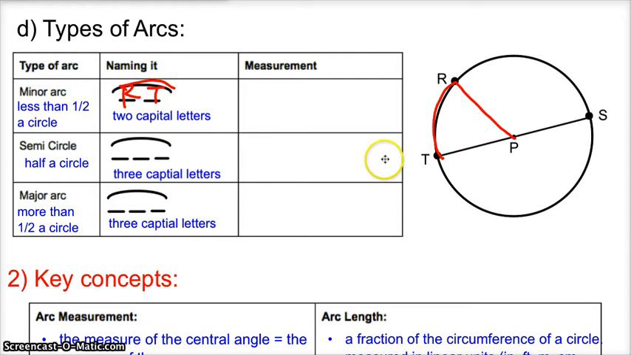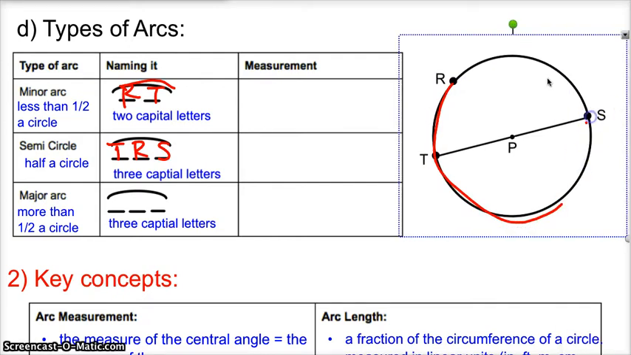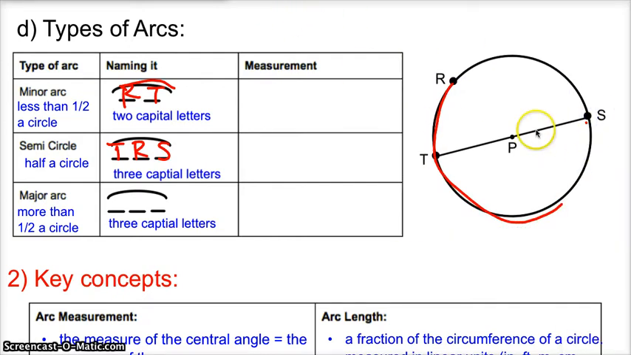A semicircle would be half of a circle, so from TRS, and we do use 3 points to name a semicircle. And then a major arc. A major arc is going to be more than half of the circle, and we need 3 points to name this as well. So let's talk about RTS. We need 3 points so that it takes your eyes around the circle where you want someone to go.